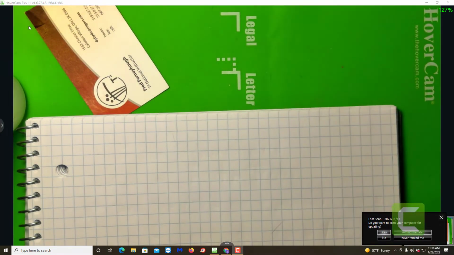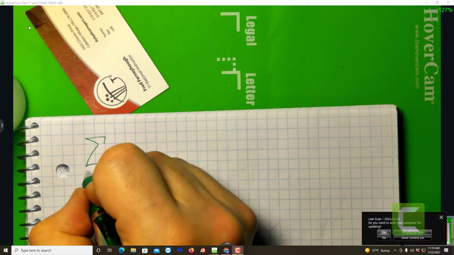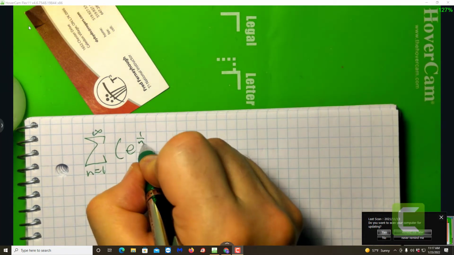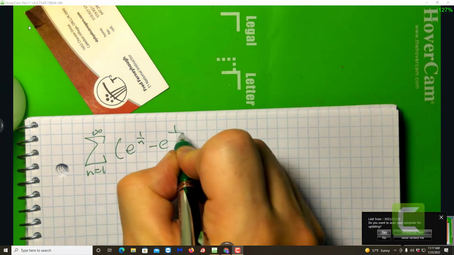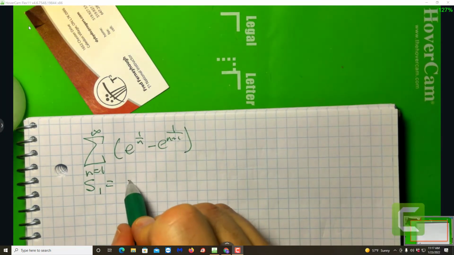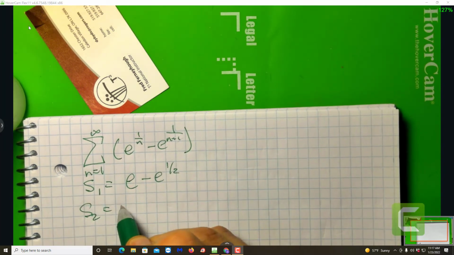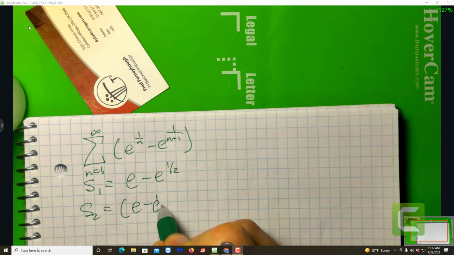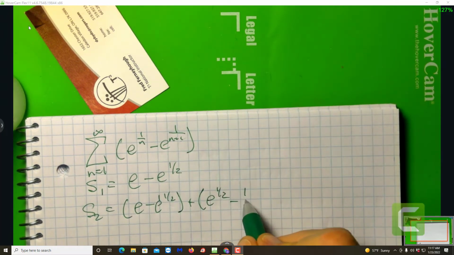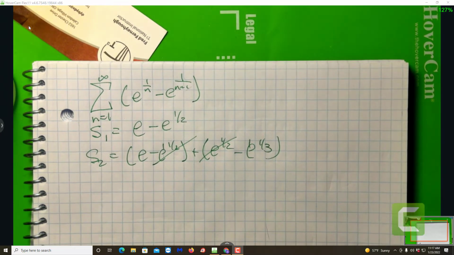Now let's take a look at this one. This one caught my eye and I said, wow, this is kind of interesting. This is different. e to the 1 over n minus e to the 1 over n plus 1. Okay, s sub 1 is e minus e to the 1/2. s sub 2 is e minus e to the 1/2 plus e to the 1/2 minus e to the 1/3. Oh, look, the e to the 1/2 simplifies out.